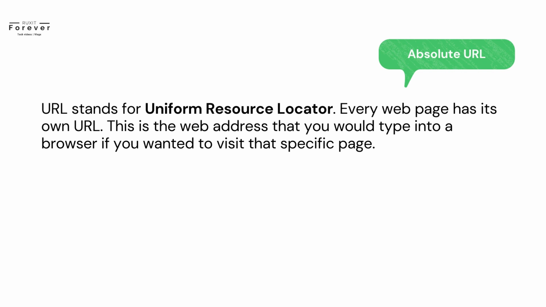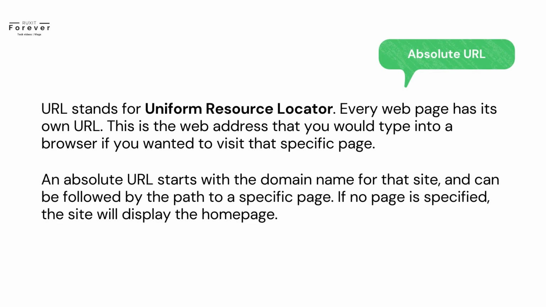Absolute URL. URL stands for Uniform Resource Locator. Every web page has its URL. This is the web address that you would type into a browser if you wanted to visit that specific page. An absolute URL starts with the domain name for that site and can be followed by the path to a specific page. If no page is specified, the site will display the home page.